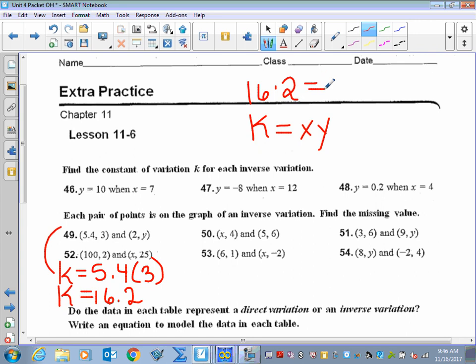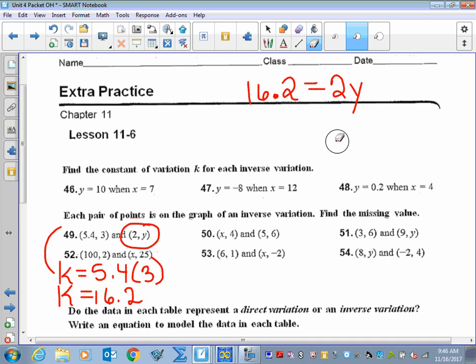So I'm going to have 16.2 equals, do I know the value of x in the problem? Yes, 2, and I'm solving for y. See how you just set that up? Now I have a nice equation, 16.2 equals 2y. How do I solve that for y? Divide by what? 2. Very good.